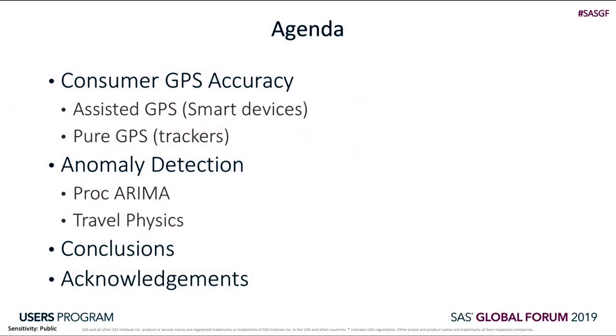So I want to start off by looking at some of the basic aspects of consumer level GPS, whether with smart devices, where you've got assisted GPS, which means you've got a quick startup because you can go to the cell location server and pick up the update data about where the satellites are, the ephemeris data, which is otherwise transmitted to pure GPS over the signal over a period of about 6 to 12 minutes. And so you get this much quicker startup.